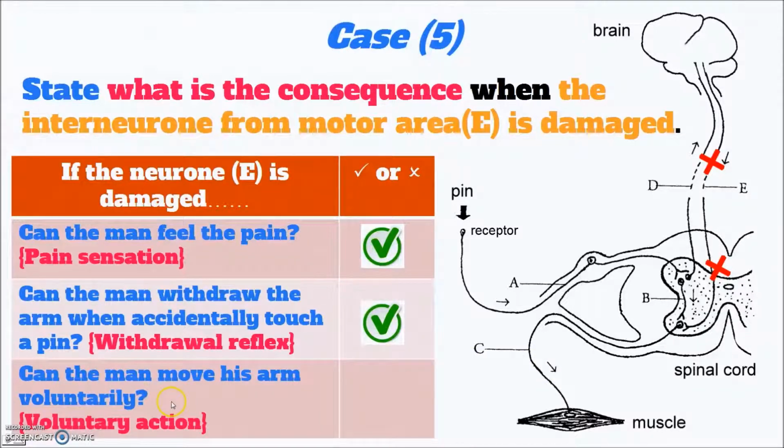But can the man move his arm voluntarily? The answer is no, because for the motor area, even if it generates the nerve impulse, the nerve impulse cannot be transmitted to the spinal cord along neuron E. So even though neuron C is intact, no nerve impulse will be transmitted to the effector. So that's the case of the paralyzed. But somehow he can still perform the withdrawal reflex. For example, even if he cannot move his arm, if he accidentally touches a pin or a hot object, he can still withdraw his arm by the reflex action, but not by voluntary action.